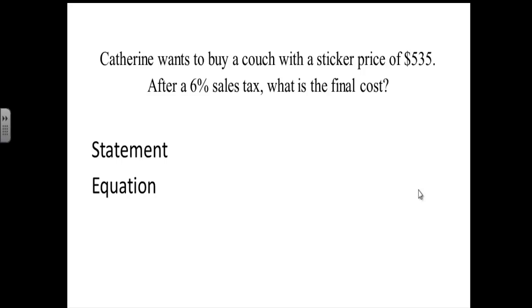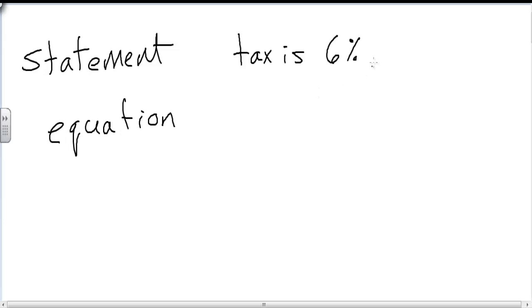Let's look at the question where Catherine wants to buy a couch with a sticker price of $535. After a 6% sales tax, what is the final cost? The couch is $535, tax is 6%. We'll set up an equation. So we'll say tax is 6% of $535.